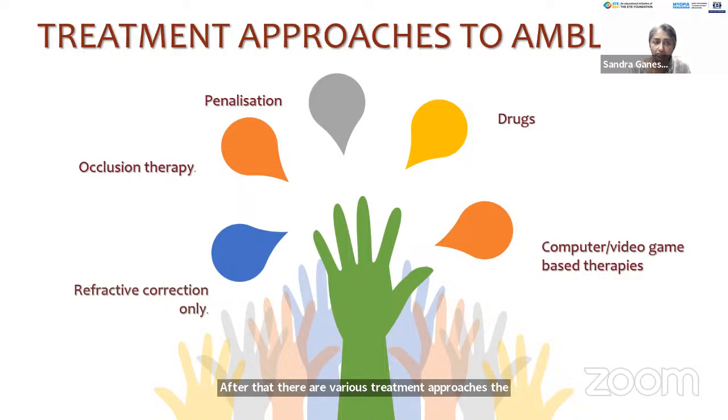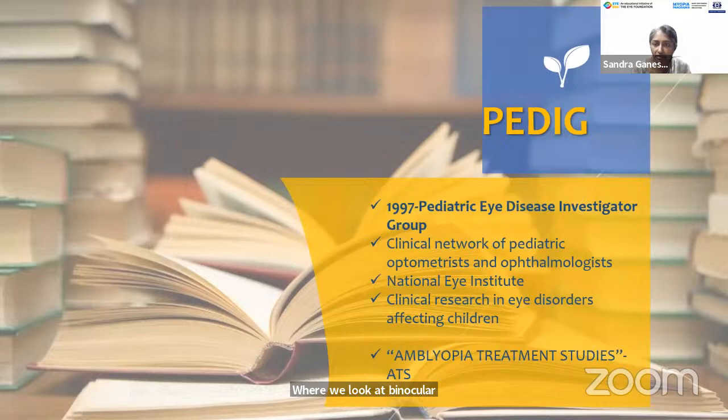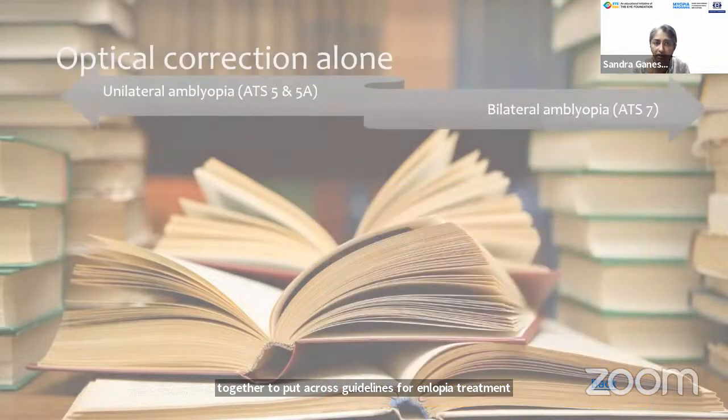The time-tested ones would be refractive correction first, followed by occlusion and penalization. Drug therapy has also been around for quite some time. The newer therapies are the binocular ones, where we look at binocular integration, and computer-based therapies. PEDIG was a group started in 1997, where ophthalmologists and optometrists came together to put across guidelines for amblyopia treatment, because before that there was not much uniformity in the treatment of amblyopia.